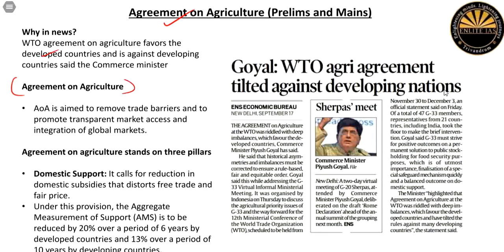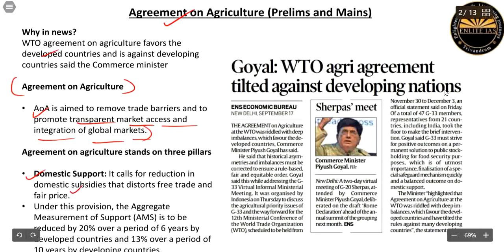So the Agreement on Agriculture is aimed to remove trade barriers and to promote transparent market access and integration of global markets. It stands on three pillars, and the first one is domestic support. Here it calls for reduction in domestic subsidies that distort free trade and fair price.